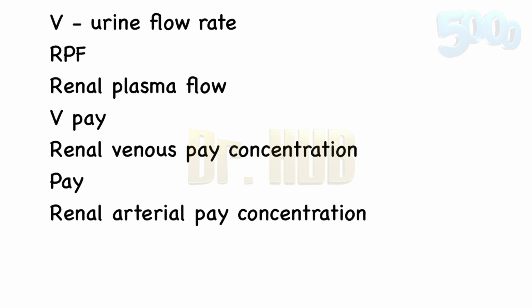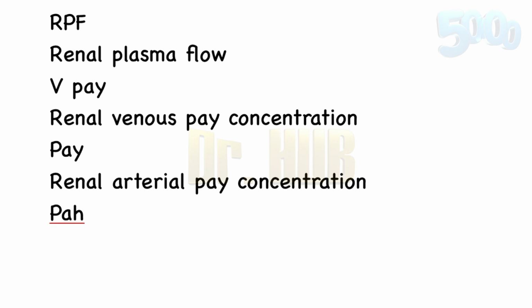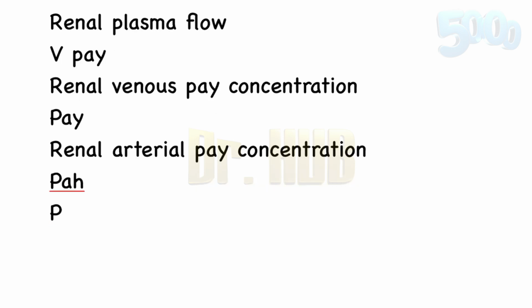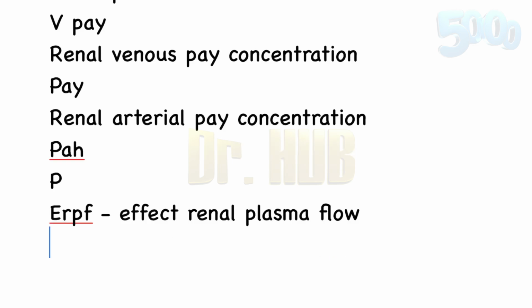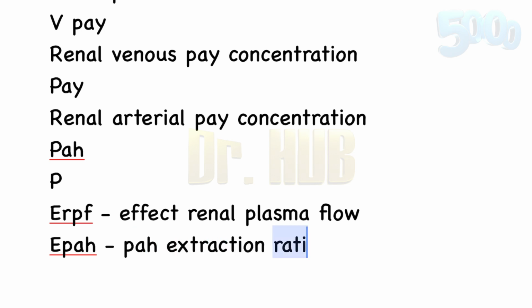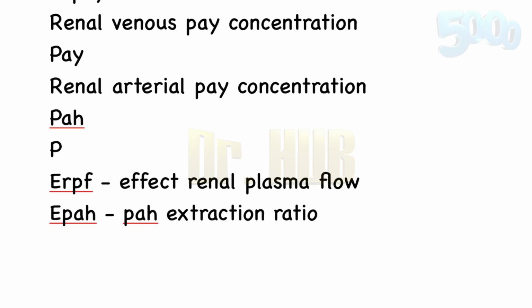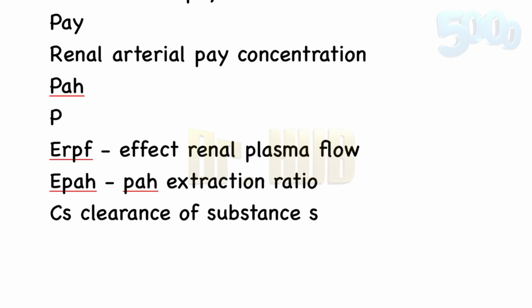Then comes the PAH, that is the para-aminohippuric acid. Then comes P for the plasma concentration. Then the GFR is the glomerular filtration rate. ERPF is the effective renal plasma flow. Then the EPAH stands for the PAH extraction ratio. And then the CS stands for the clearance of substance S.